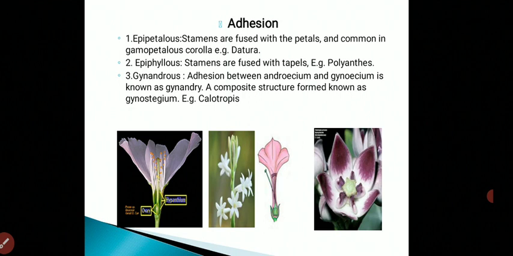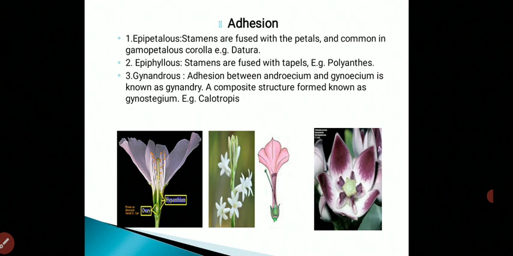Second one, that is epiphylous. In this condition stamens are fused with tepals. Tepals are nothing but the members of the perianth, where calyx and corolla are not distinguished separately. A single whorl is present, and this single whorl is called the perianth, and a member of this perianth whorl is called a tepal, and when the stamens are attached to these tepals, then such a condition is called epiphylous.